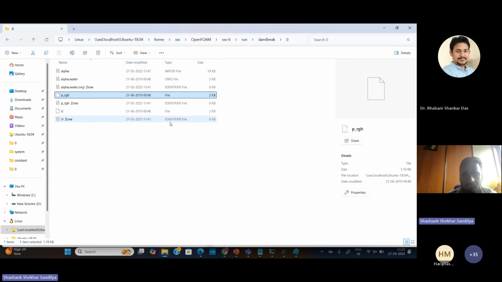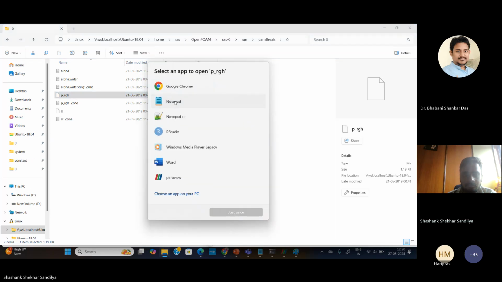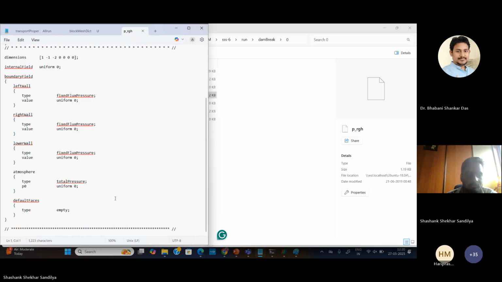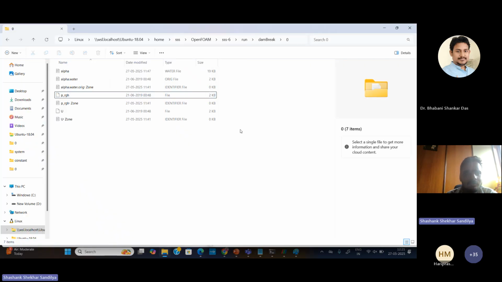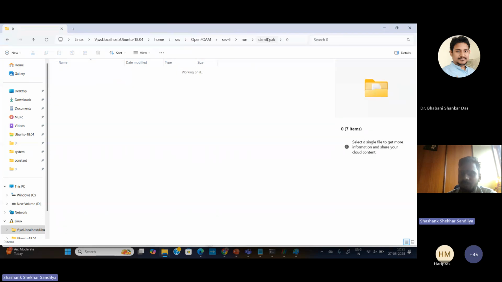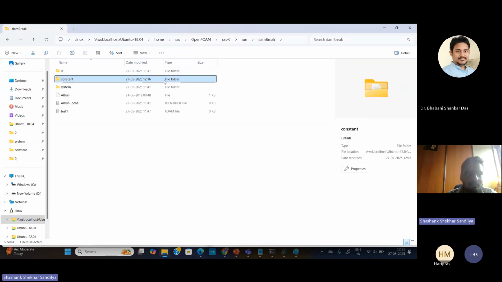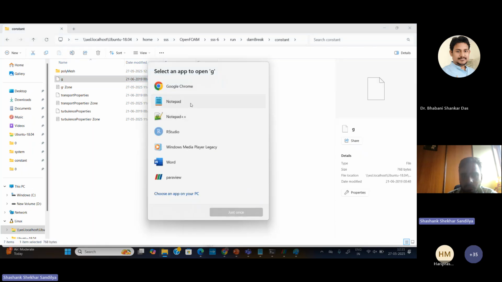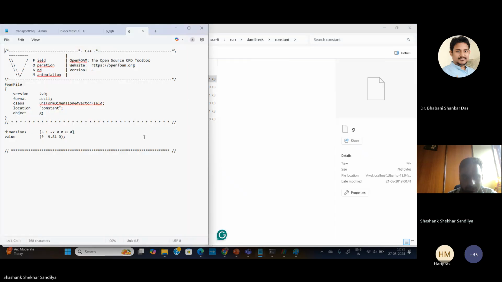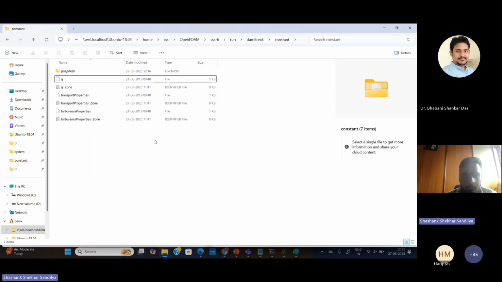Now we have other boundaries, p_rgh. It is given for all the patches that have already been defined in the blockMeshDict. So this zero folder is basically for defining our boundary conditions. Here is our constant folder, in which there is the g file in which we define acceleration. Here the value is minus 9.81, which means in the negative y direction. So gravity force is acting in the negative y direction.